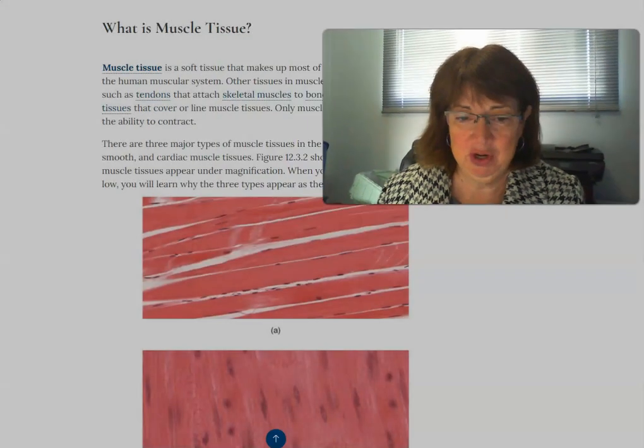Hello, we're now going to look at our third type of tissue, muscle tissue. So we looked at epithelial tissue, which lines and covers, connective tissue, which connects and holds together, and now muscle tissue. And muscle tissue basically moves or allows things to be moved. And there are three types that we're going to look at.